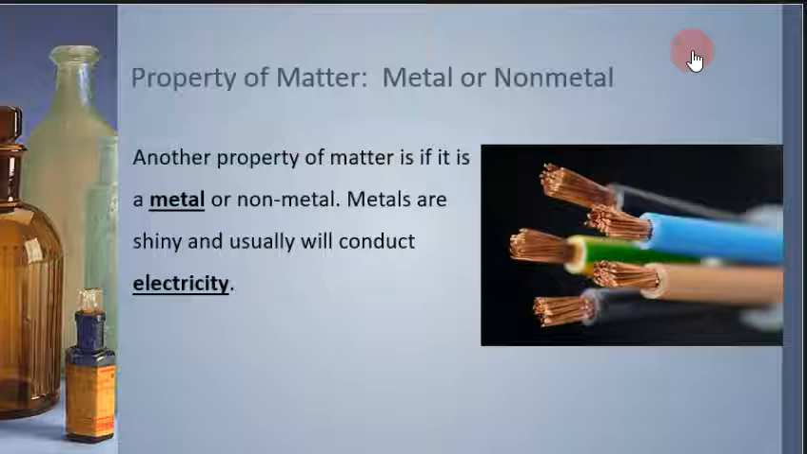Another property of matter is whether it is metal or non-metal. Metals are shiny. Usually, they conduct electricity. We will have an experiment with this soon. I'm tempted to show you today, but I have to save it for another lab. That looks like copper over there. Turns out quite a few of the elements on the periodic chart are metals.